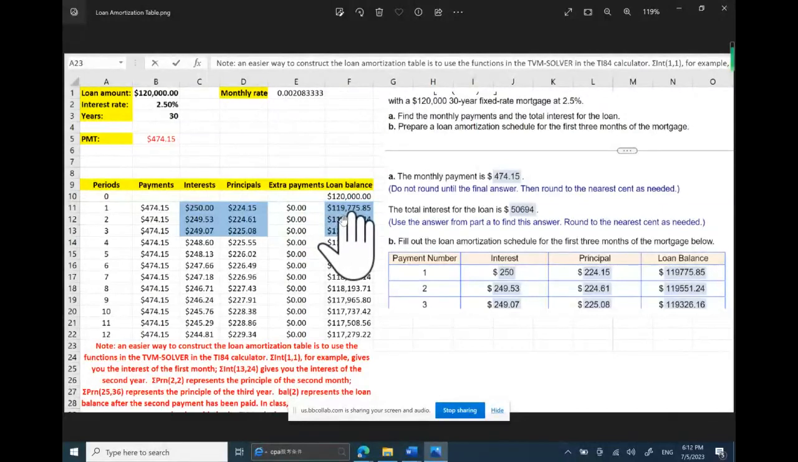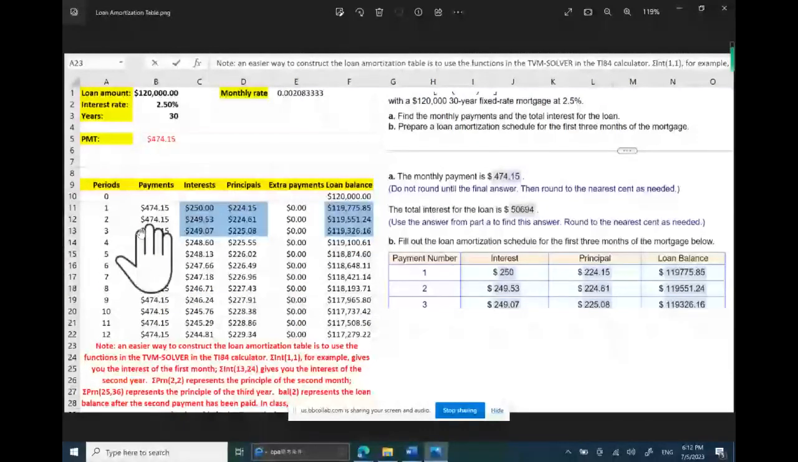Does that make sense, everybody? Yeah, that helps so much. Thank you so much. Yeah, no problem. So you do not owe 120,000 anymore. By the end of the first month, you owe $119,776 because you already paid $224 in principal.